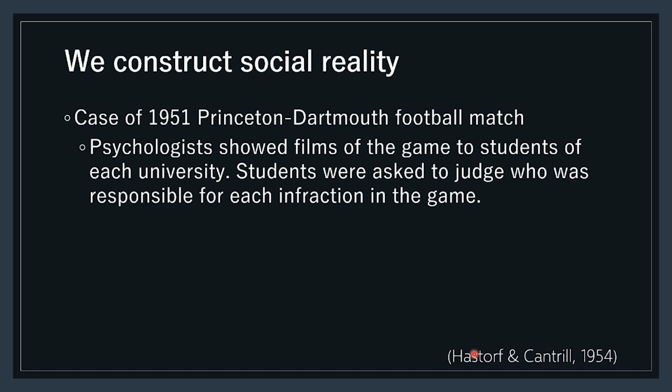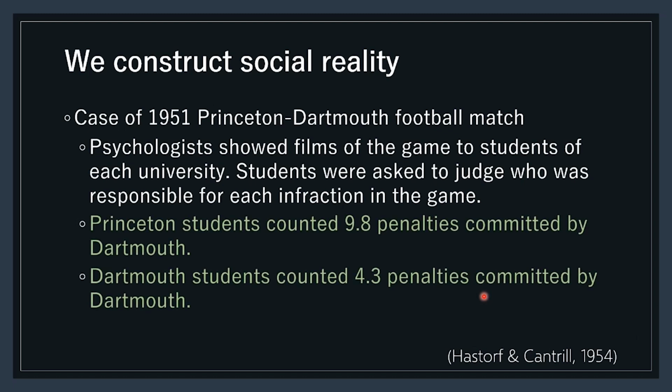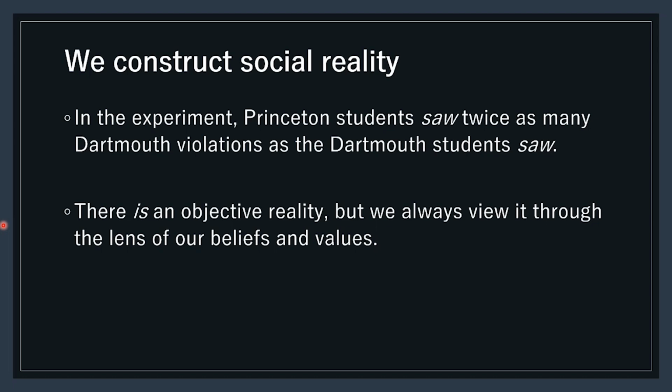So these students watched the same exact film, but the result differed critically between the two campuses. The Princeton students counted 9.8 penalties committed by the Dartmouth team. On the other hand, Dartmouth students counted 4.3 penalties committed by the team on their own side. To summarize, in this experiment, the Princeton students saw twice as many Dartmouth violations as the Dartmouth students saw, right?